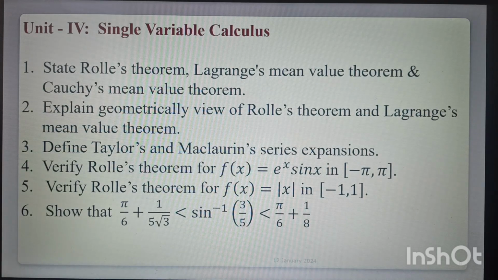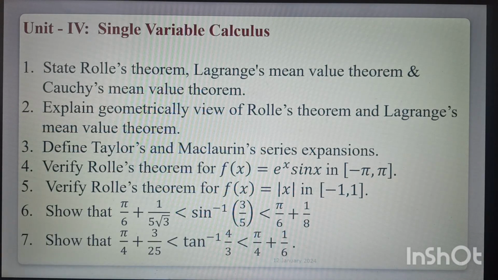Okay, show that 5 by 6 plus 1 by 5 into root 3 is less than sine inverse of 3 by 5, which is less than 5 by 6 plus 1 by 8. I already told you the same question, sine inverse and cos inverse. Similarly, show that 5 by 4 plus 3 by 25 is less than tan inverse 4 by 3, which is less than 5 by 4 plus 1 by 6. Okay? So the remaining is a continuation.